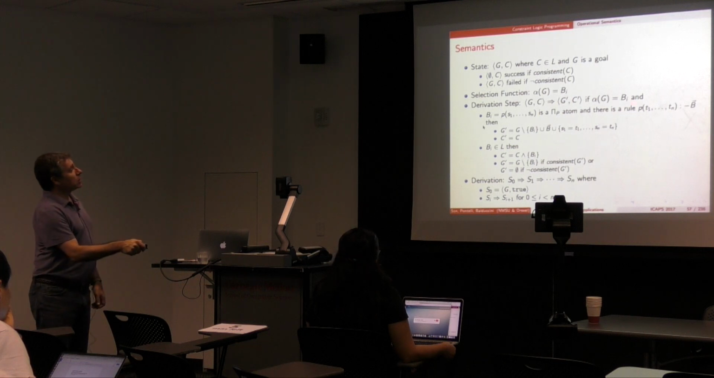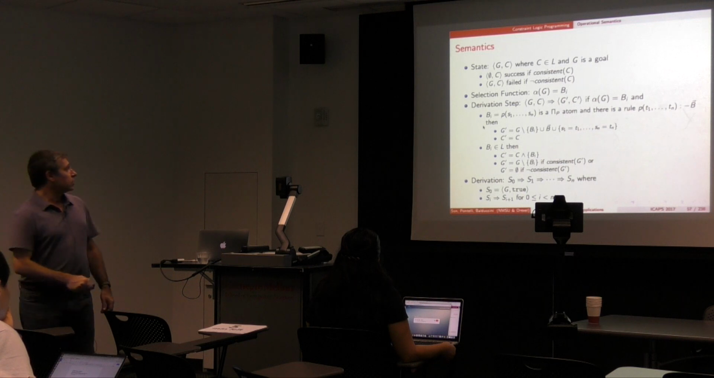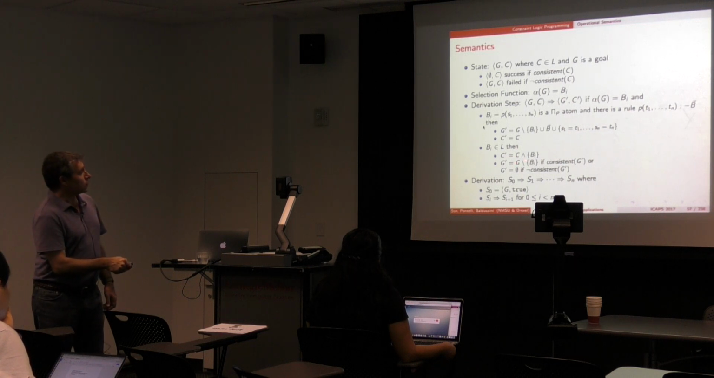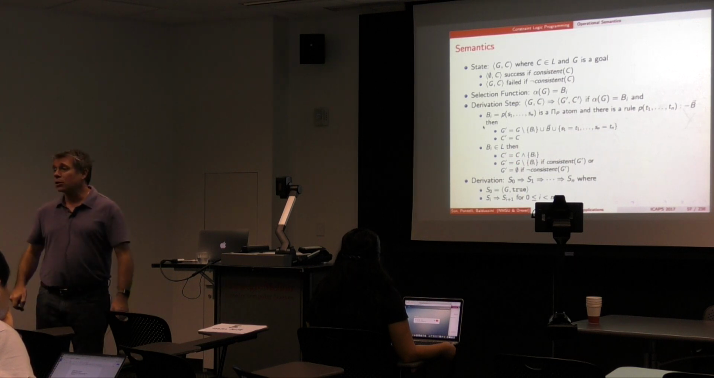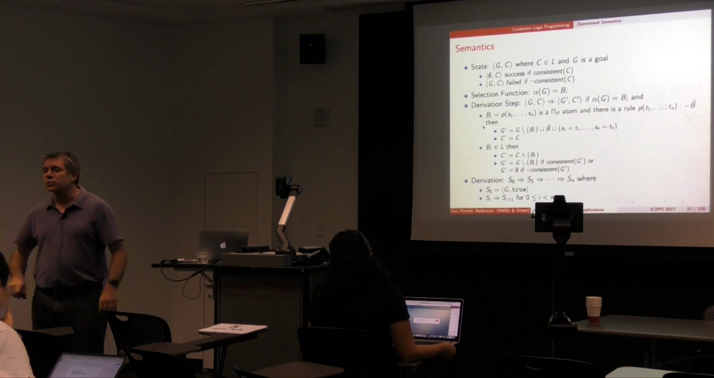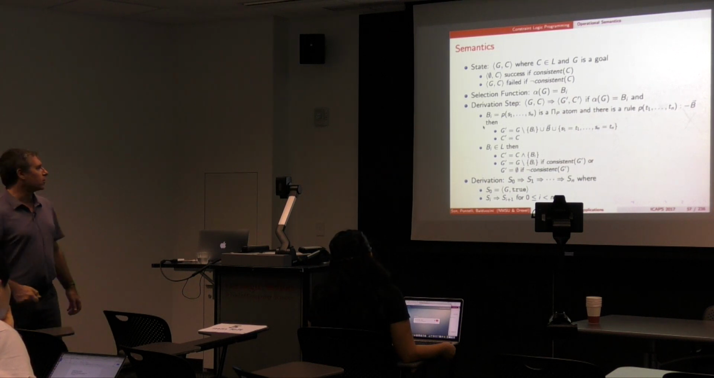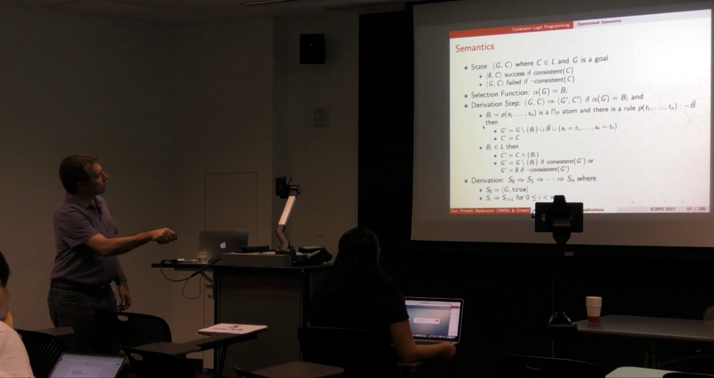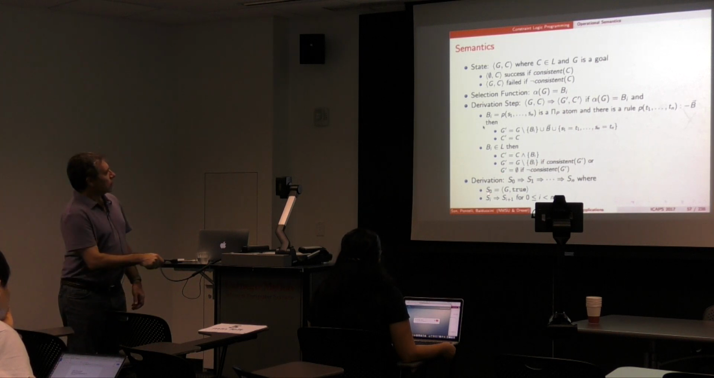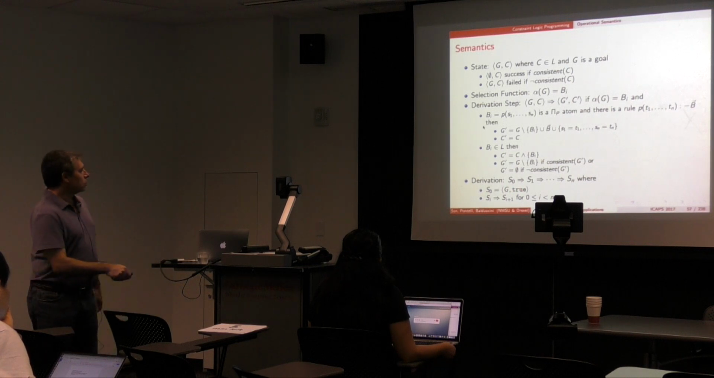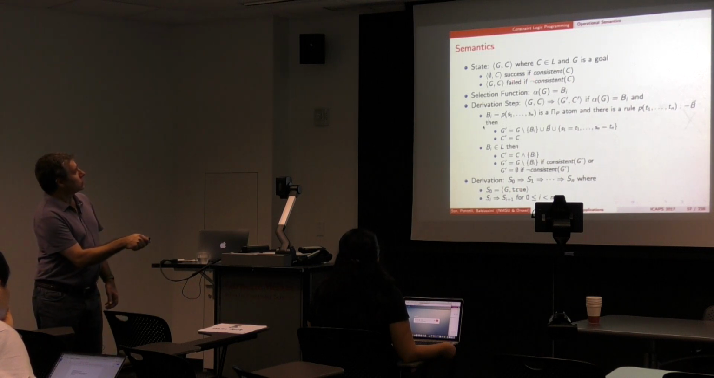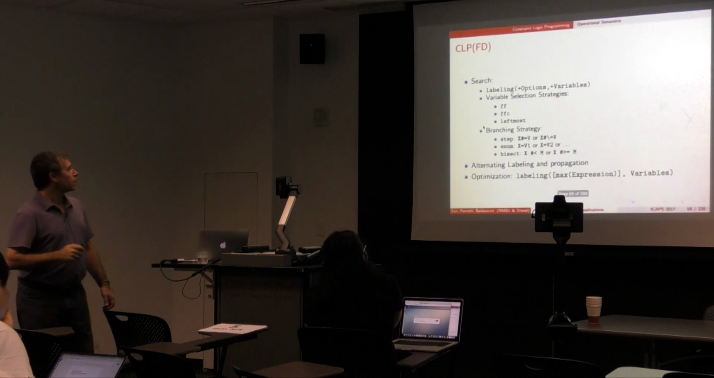On the other hand, if the element that I'm selecting is actually a constraint, then the only thing that I have to do is to remove it from the goal and add it to my collection of constraints and just make sure that it's still consistent. Because if it is inconsistent, then I'm going to just fail. And then I can just build a sequence of derivation steps, start with something that has everything in the goals and no constraints at all, and then hopefully I'm going to get to a successful final state.